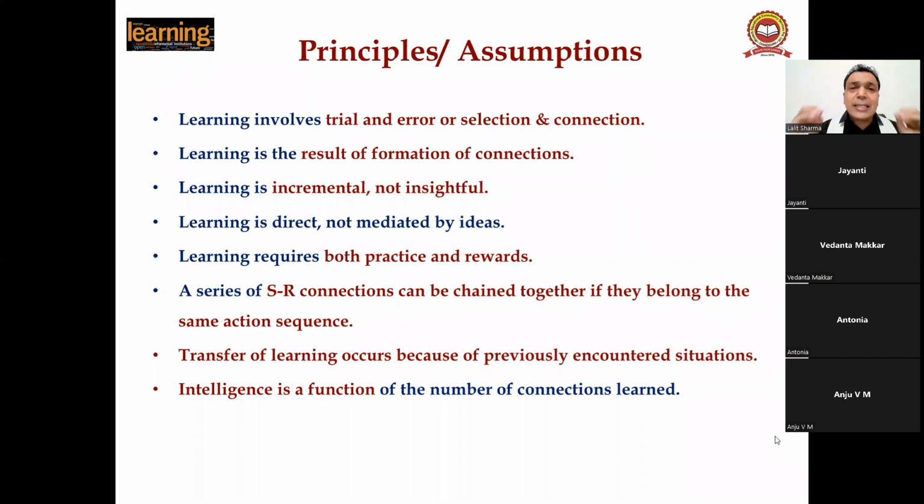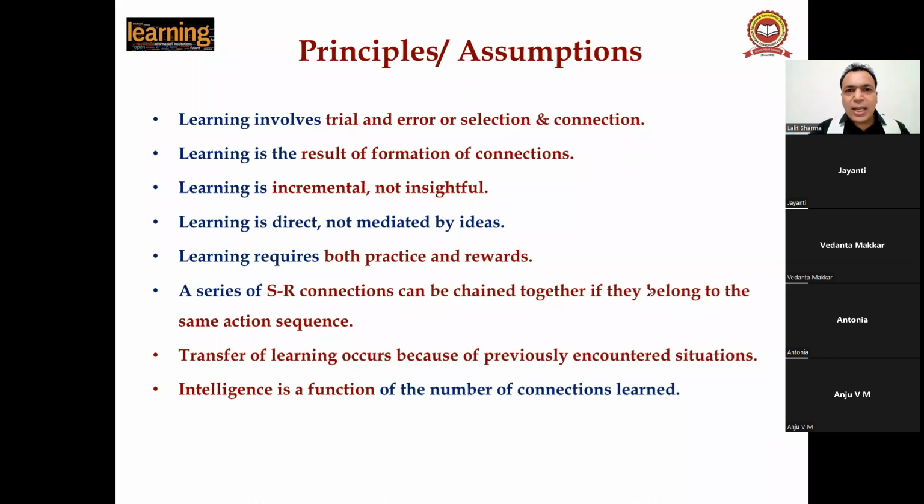Learning is incremental, not insightful, right? Matlab he wants to say that learning doesn't come from insight. Learning does not come from insight. This is an important line. You have to remember, because he was a behaviorist. That's why he said that it does not come from insight, and learning is incremental. Learning is direct, not mediated by ideas.